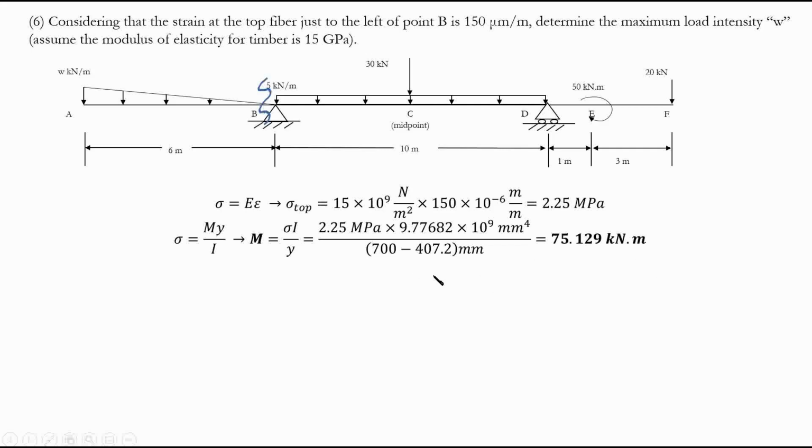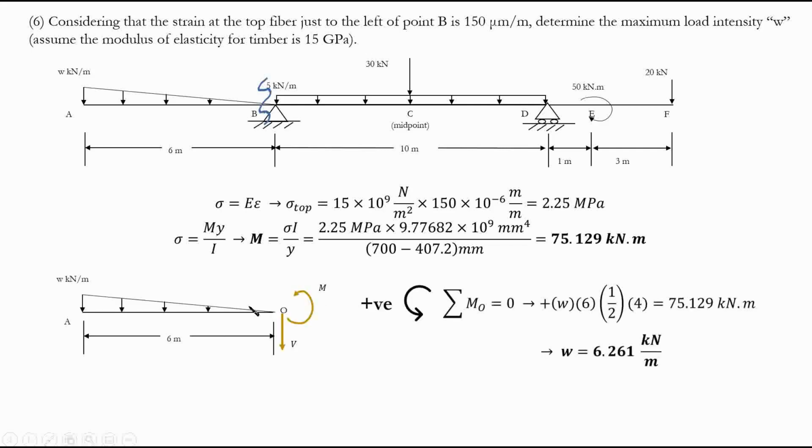Now that we have the moment, what does it mean? It means that you have the moment just to the left of B here. That's your moment, this M. It's like cutting a section. If you cut a section, you know this M value. So if you take the moment about O, you get rid of the effect of V as well, so we don't have to know V anyways. If you take the moment about this point, you have one unknown, one equation, because you know M. So it will be W times 6 times 1 over 2, that's the total force, multiplied by the lever arm, which is 4. That is equal to 75.129. So from here, you can find W.